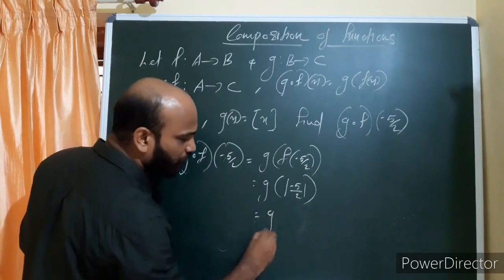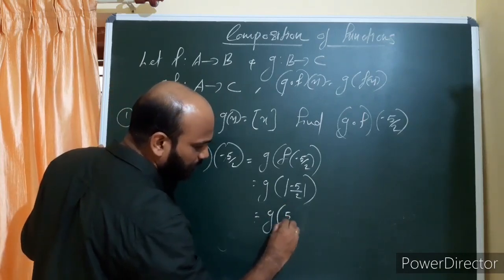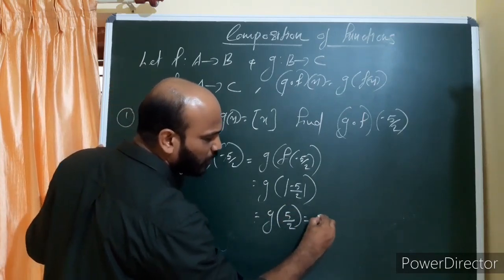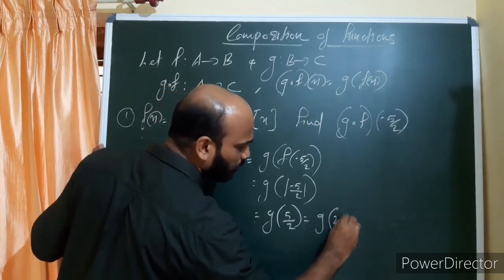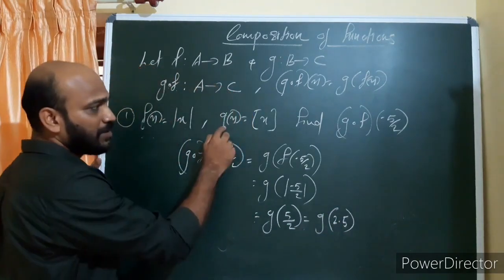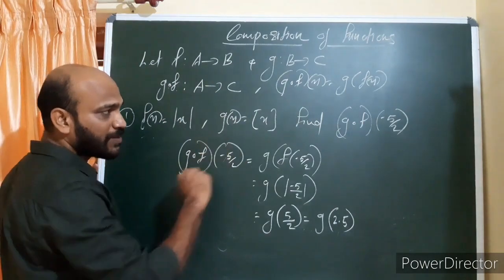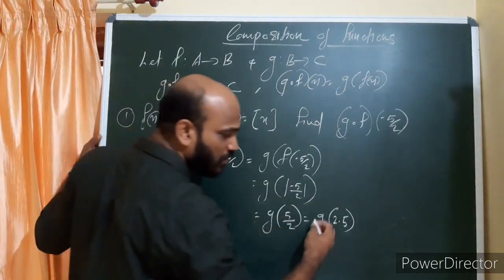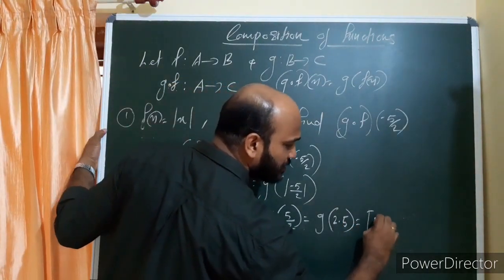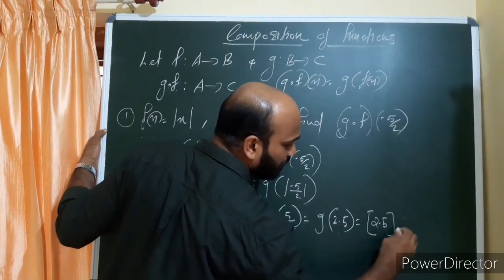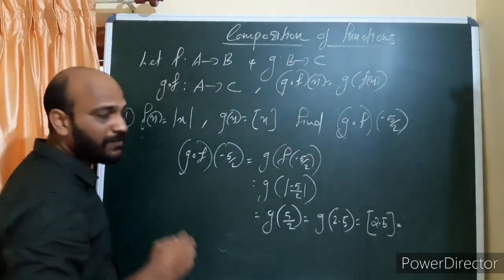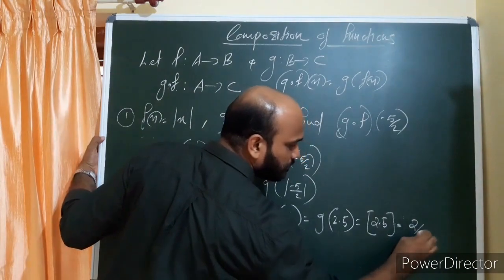So you get g of 5 by 2. g of 5 by 2 means g of 2.5. Now you have to use definition of g of x. g of x is the greatest integer of x. So g of 2.5 will be the greatest integer of 2.5. The greatest integer of 2.5 is 2.